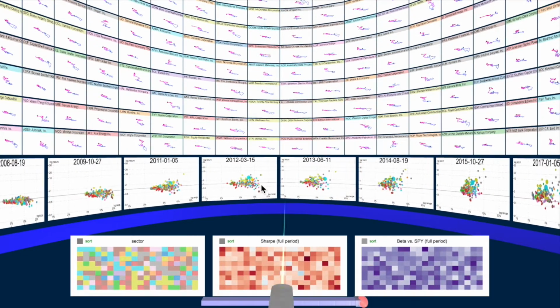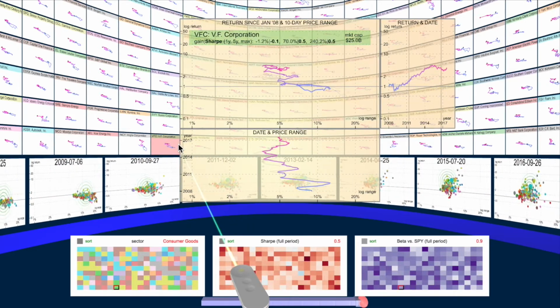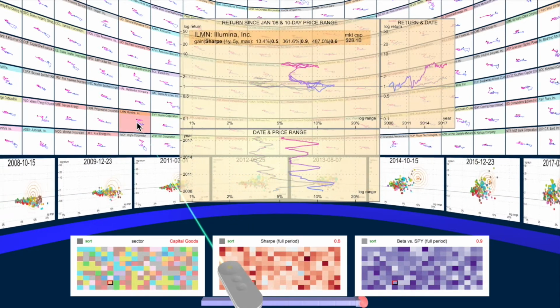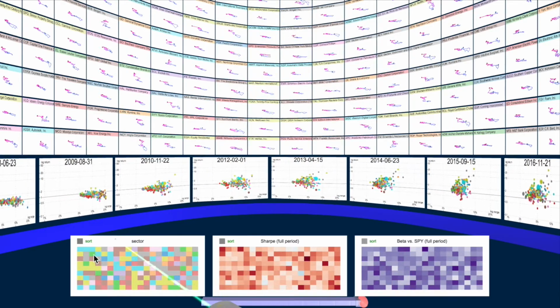Our example dataset consists of price data since January 2008 for about 200 of the top US equities by market capitalization. The main chart wall shows thumbnails of the full-size charts we've created for each asset.